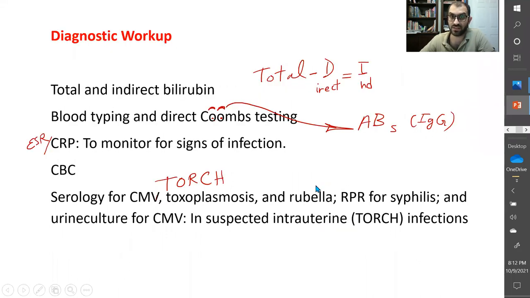Diagnostic workup: total and direct bilirubin. Why? Because then you will calculate the indirect. Total minus direct will give you indirect hyperbilirubin.